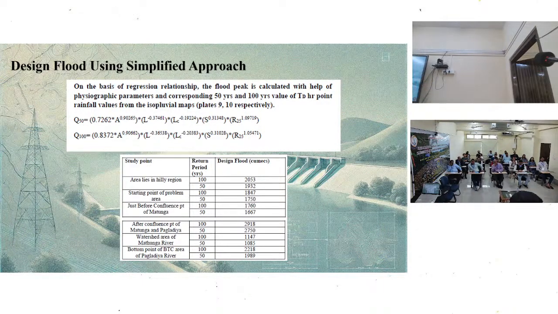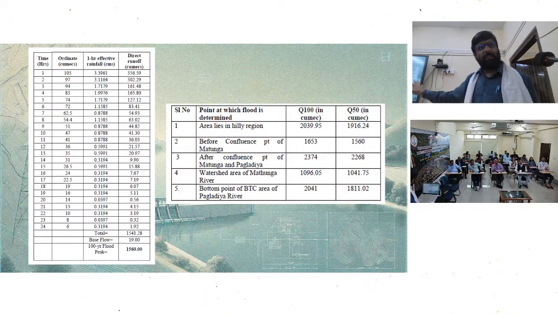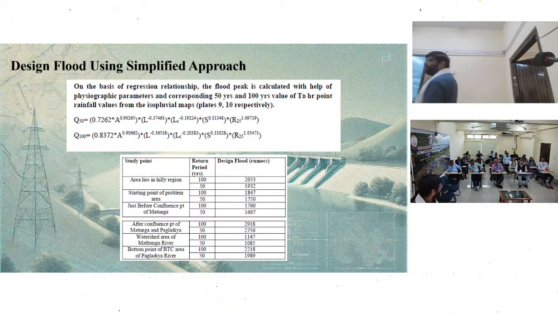You can always just use these formulas to compute the 50-year return period and 100-year return period, but this is only for verification. You cannot use this for your design. For design, you have to do all this method, and this is just a check on that. Whatever you have done, it should be coming around these values. So this is not a design value, it's a check value. Once you do that, you will get all these values like this.